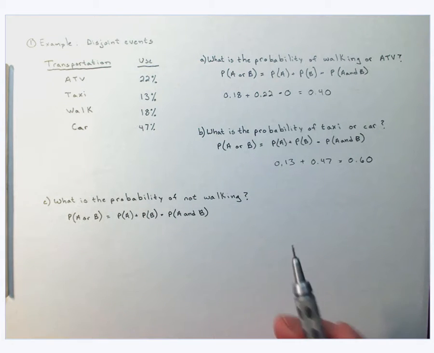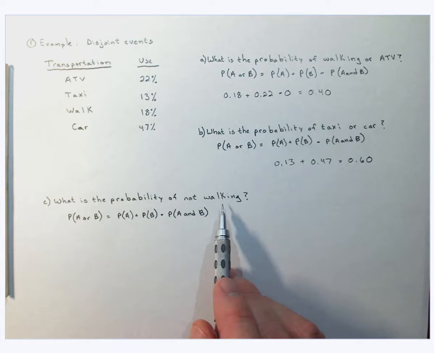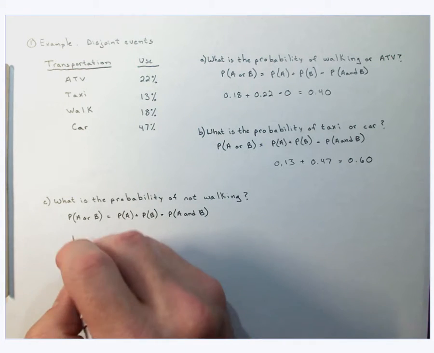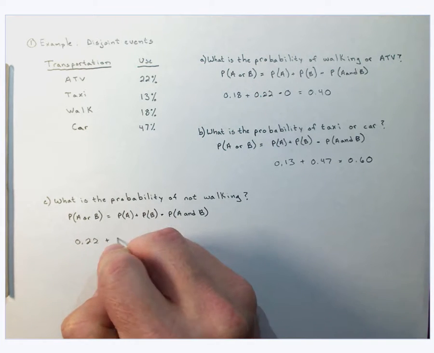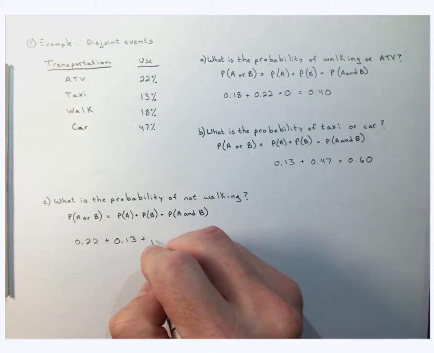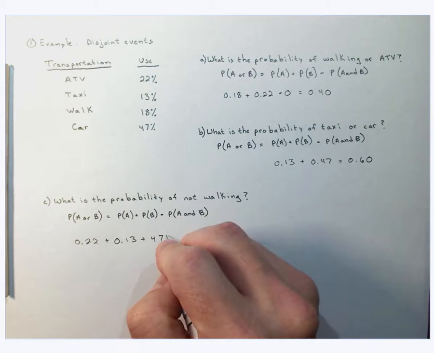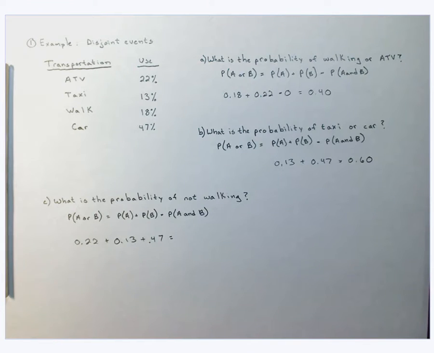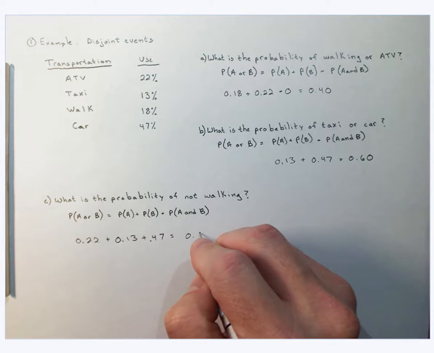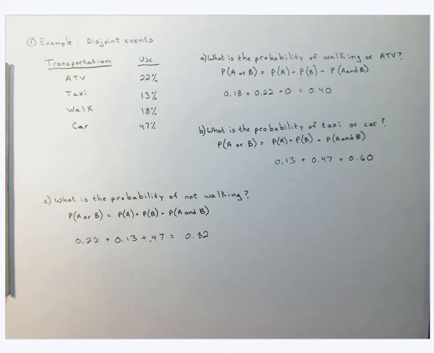With this one, there are two ways in which to work it. What is the probability of not walking? I could sum up all the probabilities besides walking, so I could say that means ATV, and that means taxi, and that means taking my car also. So if I add all those up, I get 0.82.